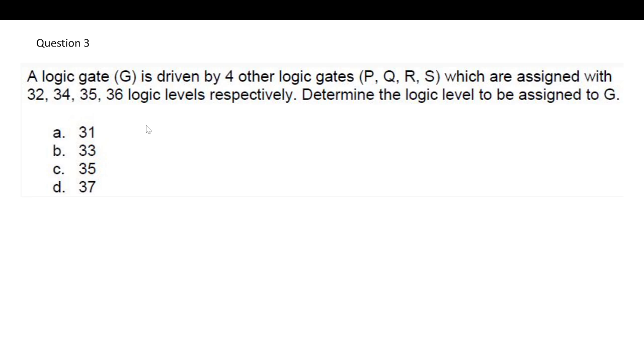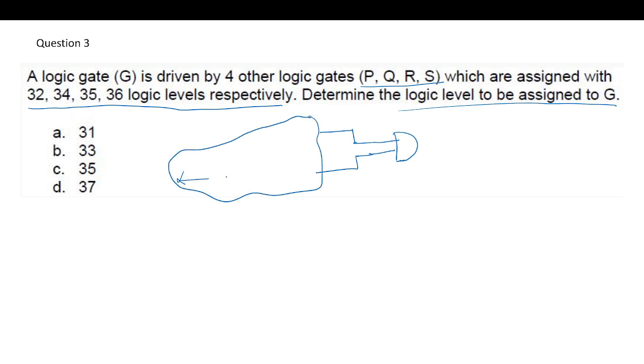Next question: a logic gate is driven by 4 logic gates P, Q, R, S, which are assigned with the logic levels respectively. Determine the logic level of gate G. So there is a gate G which is driven by some set of gates whose maximum level is 36. Then the level of this will be plus 1. So the answer is 37. Is this clear? So we will go to the next question.